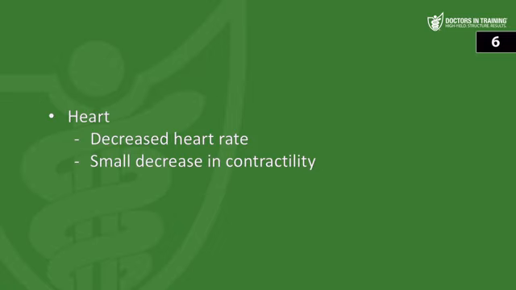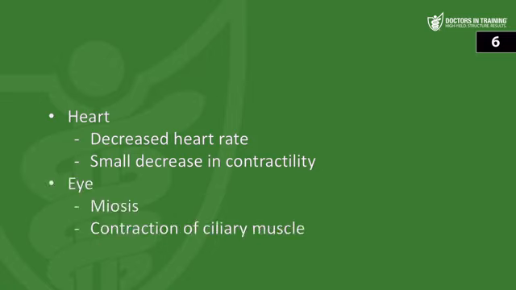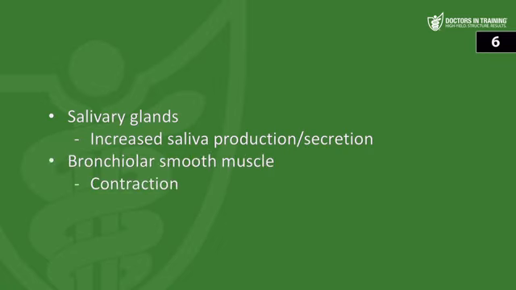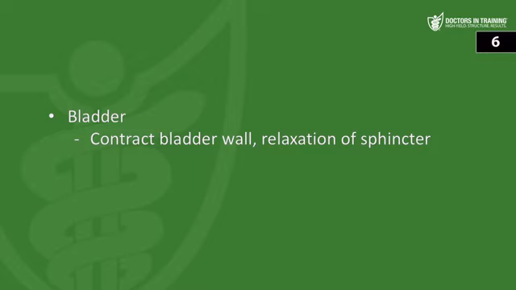The heart, you're going to get decreased heart rate, maybe a small decrease in contractility. In the eye, you're going to see miosis, you're going to see contraction of the ciliary muscle. In the salivary gland, you're going to get increased saliva production and secretion. In the lung, for that bronchiolar smooth muscle, you're going to get contraction. For the bladder, you're going to get contraction of the bladder wall and relaxation of the sphincter.